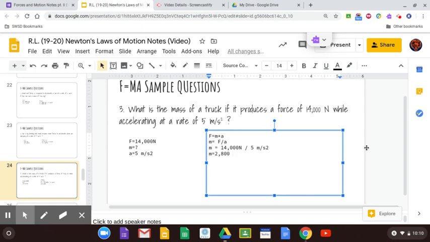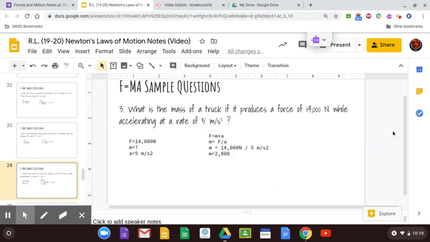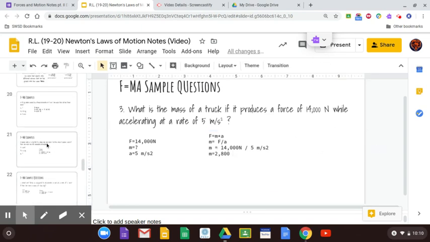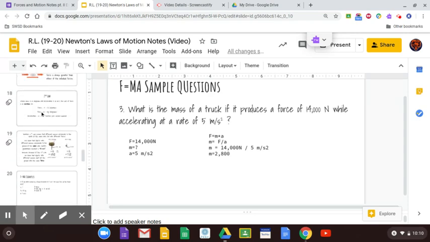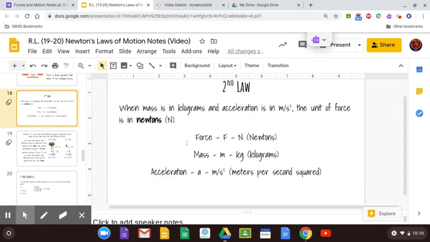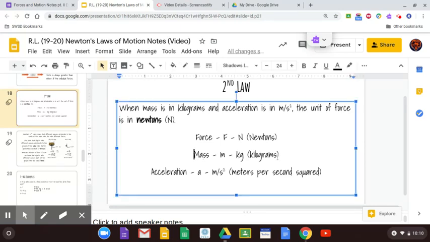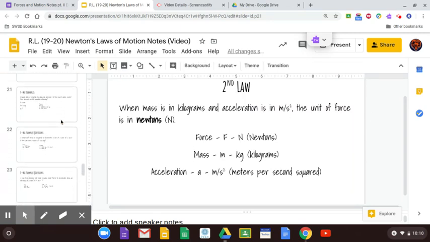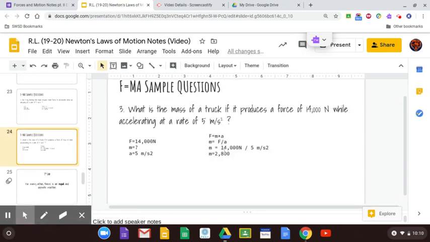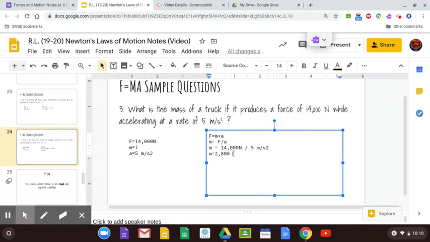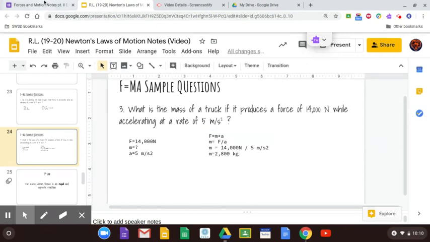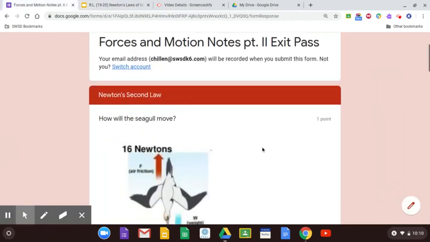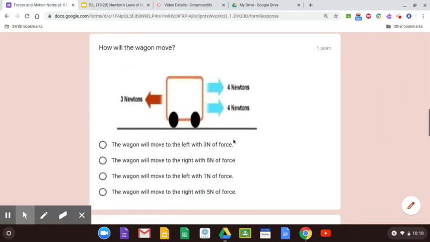If you're not sure of what the unit is going to be, you can always go back to this slide. Slide 18 is going to be your best friend. If I'm trying to figure out the unit for mass, I look here. Mass is kilograms. Okay, so I'm going to go back to my original slide. Here we go. All the way down. Okay, and I am going to type in kilograms. Done.